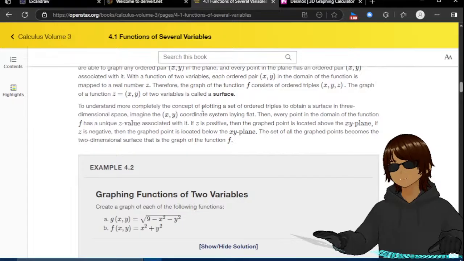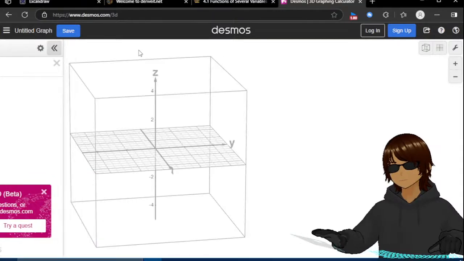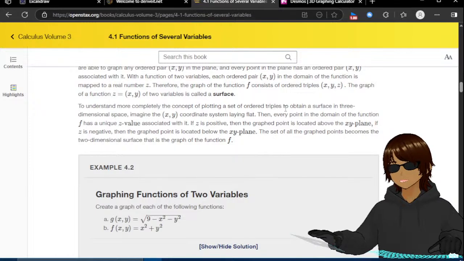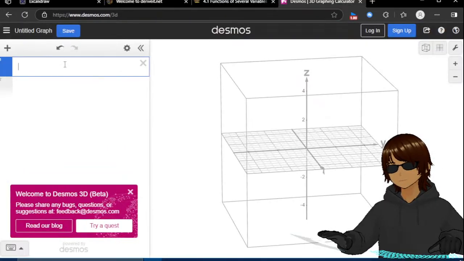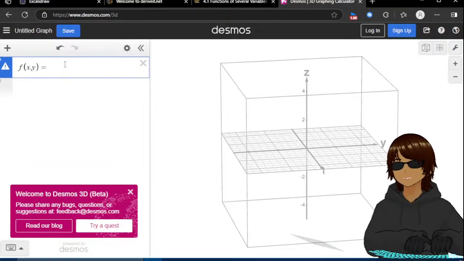To understand more completely the concept of plotting a set of ordered triplets to obtain a three-dimensional space, imagine the xy coordinate system laying flat. So xy over here. Then every point in the domain of f has a unique z value associated with it. So let's see, x, y, z.